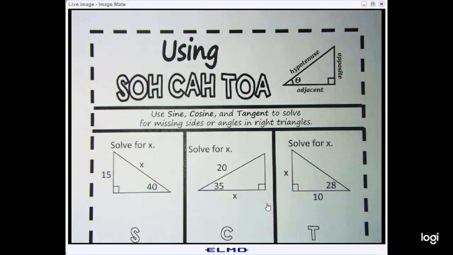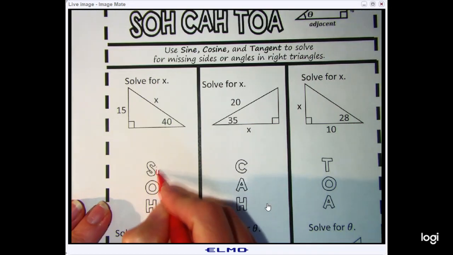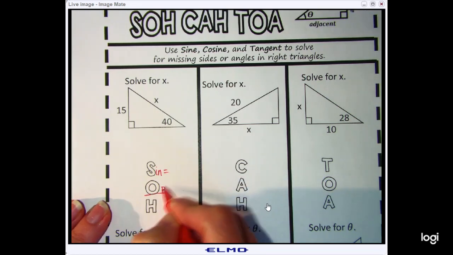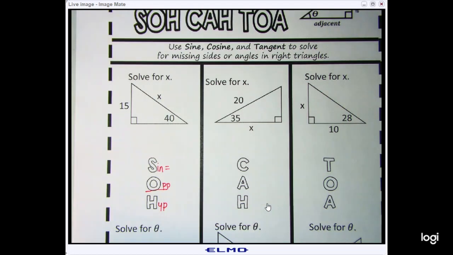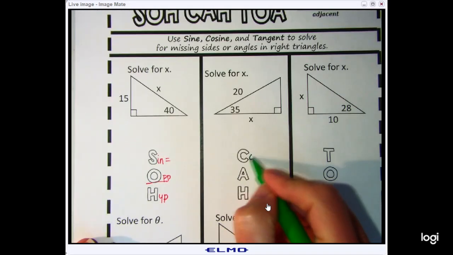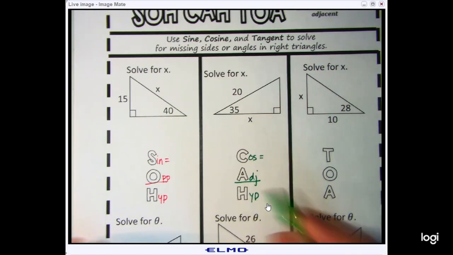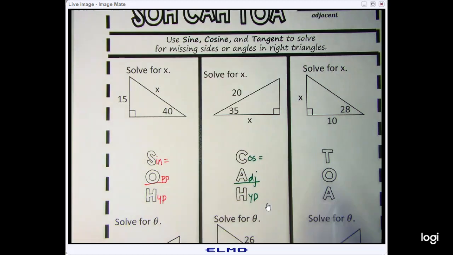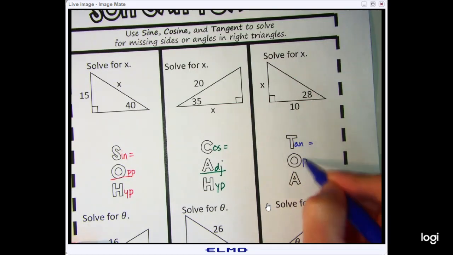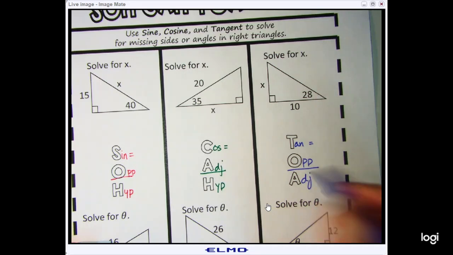We will be using sine, cosine, and tangent to solve for missing sides. We need to remember our proportions of sine, cosine, and tangent. So I know sine of our angle equals opposite over hypotenuse. We know cosine of our angle equals adjacent over hypotenuse. And the last one, tangent of our angle equals opposite over adjacent.